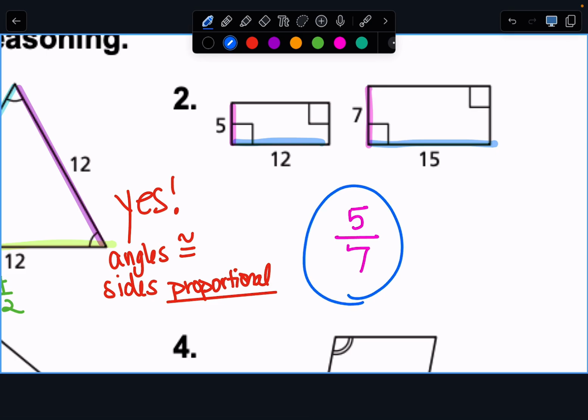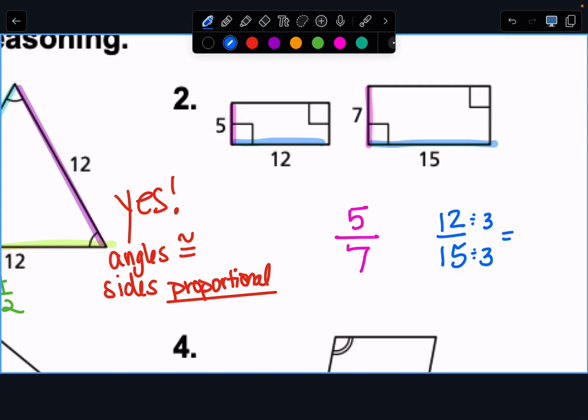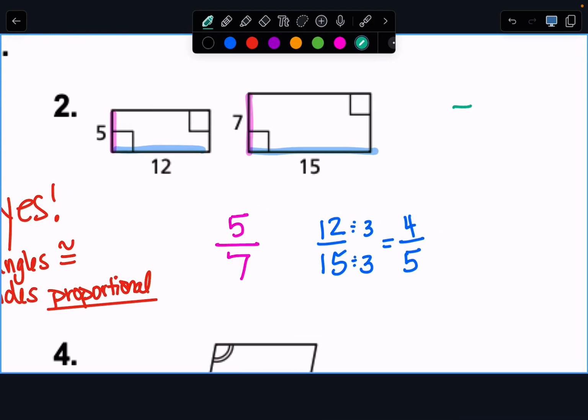If I made this fraction 5 over 7, I better do 12 over 15. I need to be consistent. I started with the left for my numerator, so I need to do that both times. Okay? Now, can we reduce 12 over 15? Okay, let's reduce by 3. Sophia, what's 12 divided by 3? Sophia F. Okay, and what about 15 divided by 3? 5. Okay.